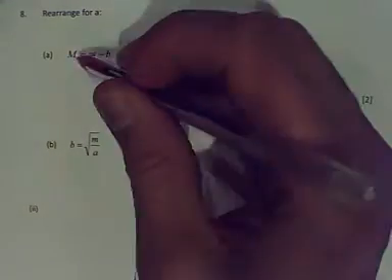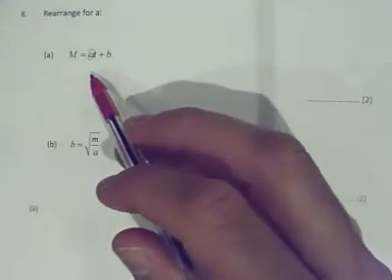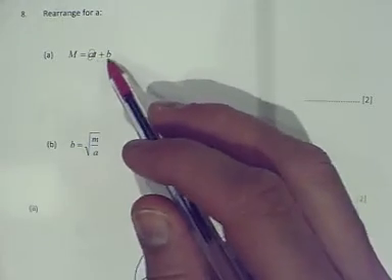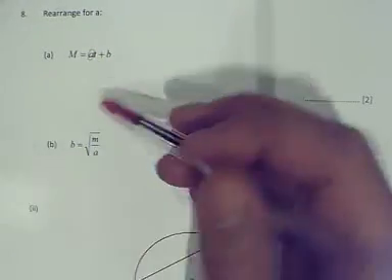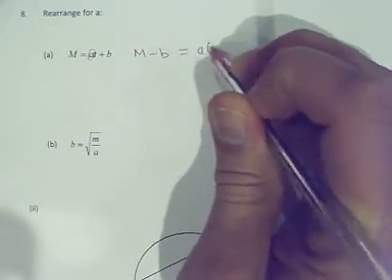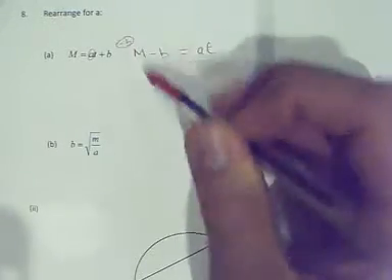Okay, rearranging. We're trying to make A the subject, which means you need to get rid of all the terms which don't contain A, adding and subtracting to get rid of them. So this plus B needs to go. That's the first thing you do. Yeah, m minus b equals at. Subtract b from both sides.